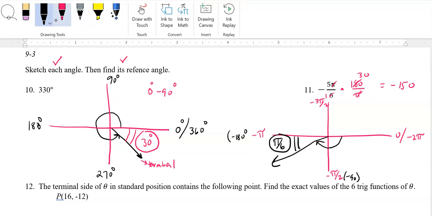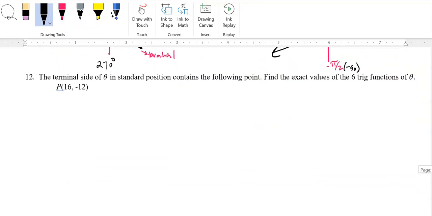So you need to resist the temptation of calling it negative pi over 6. Just because we went in a negative direction, I think some people are thinking that the reference angle has to be negative, but again, it's never negative. It's always in that range of 0 to 90 degrees, or 0 to pi over 2 if you're talking about radians. Okay, so we're done with those.